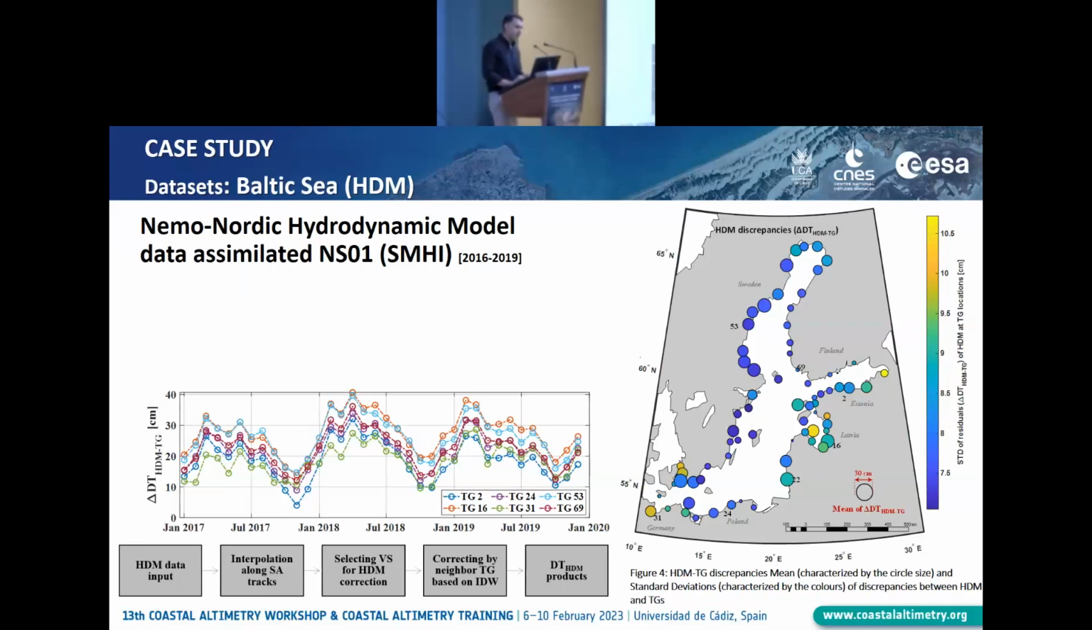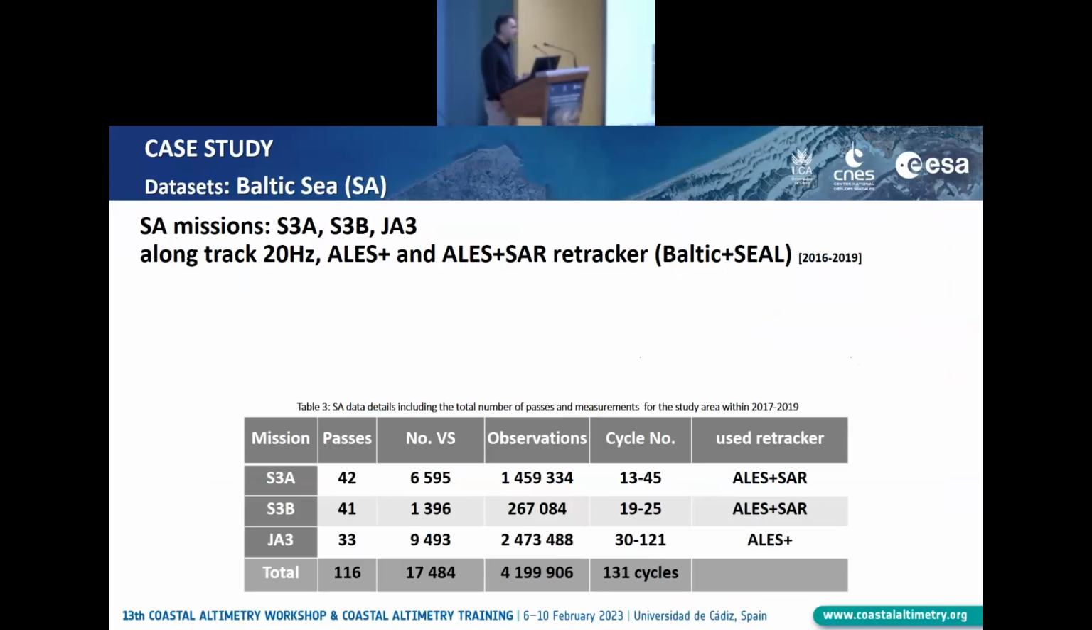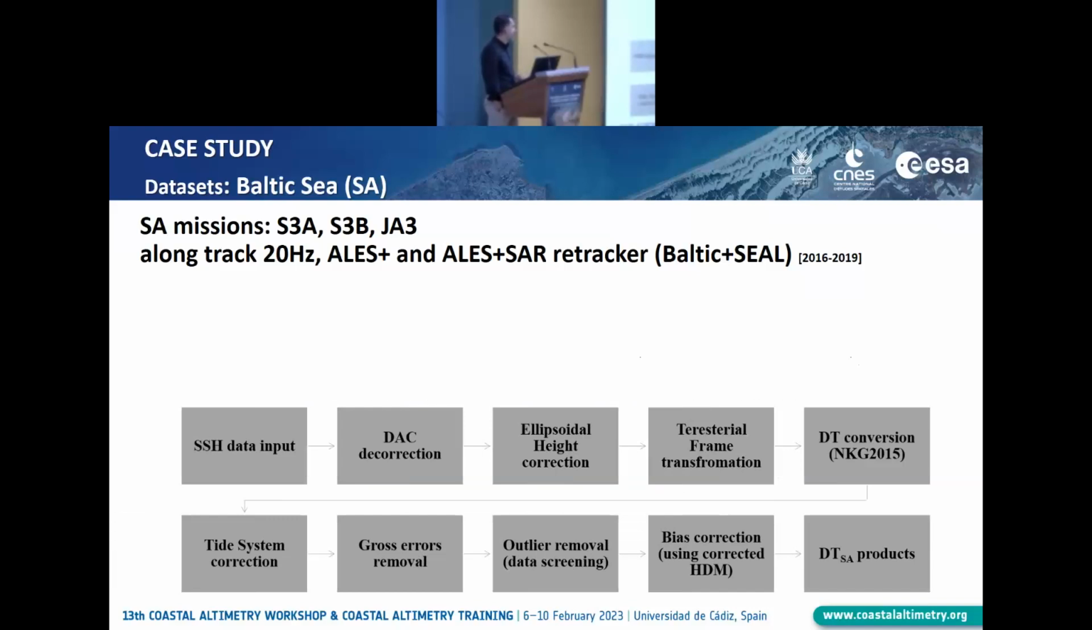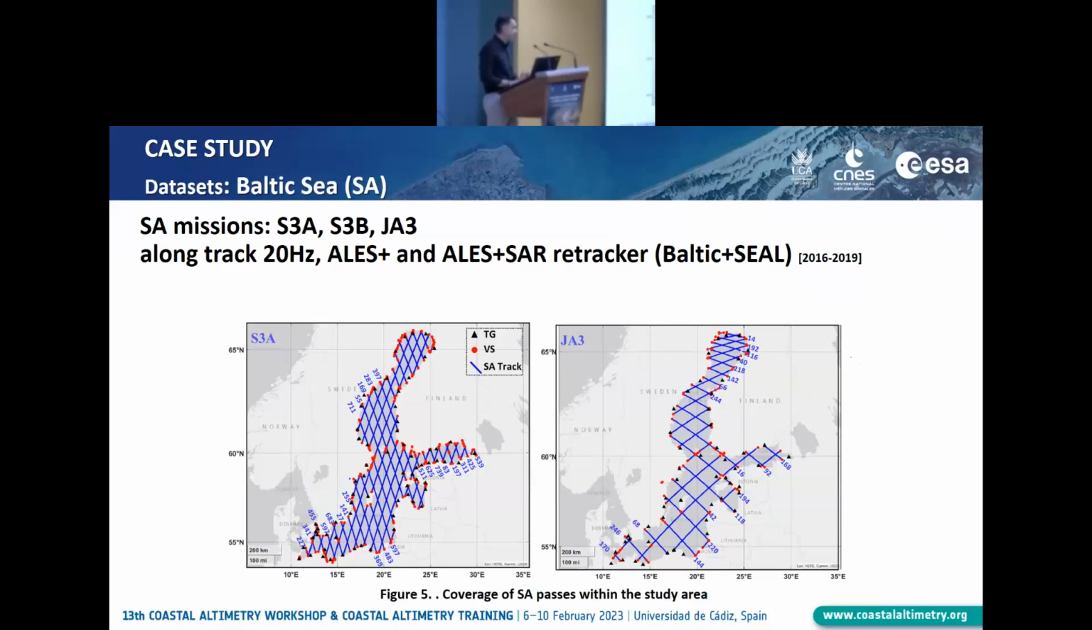And the satellite data, as I mentioned, we use along-track 20 Hz data of Baltic SEAL project data. Almost 4 million data points, and the data have been corrected using this flowchart. And what I want to point out is that we didn't use any quality flag. Instead, we used careful data screening to remove the bad quality data and outlier selection. And then by having this data set along these tracks, we can compare the data.